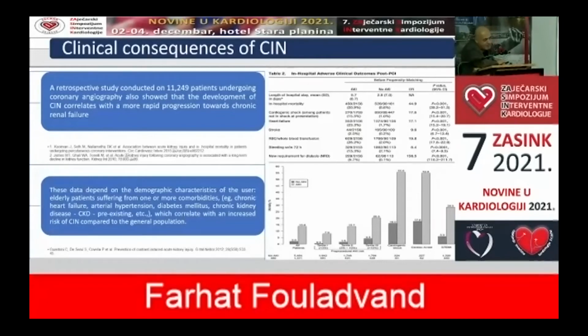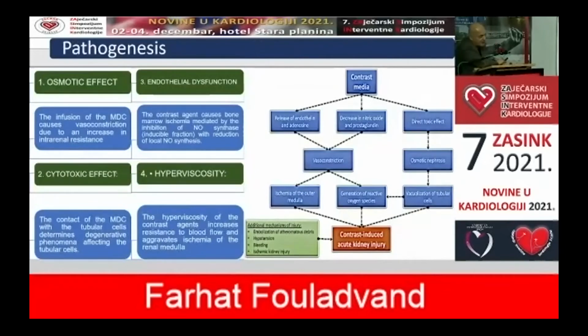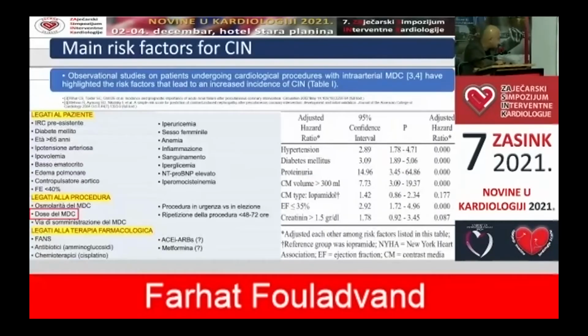So the pathogenesis, I didn't understand the pathogenesis. I mean, I read all these things. There are a lot of theories: osmotic, endothelial, hyperviscosity, cytotoxic effect. Probably the cytotoxic effect and osmotic effect are among the most important, because hydration clearly reduces the risk of CIN. But all of them can contribute to the development of contrast-induced nephropathy.